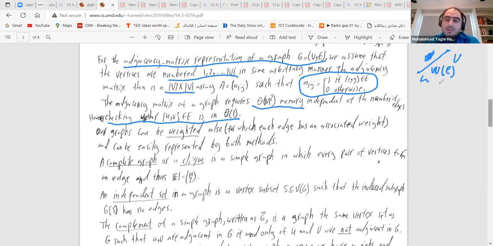Good. So these are the graphs that we have, and they can be weighted. Now, another important thing is the complete graph. So what is a complete graph or a clique? A complete graph or a clique is a simple graph in which every pair of vertices forms an edge. So this is a complete graph.